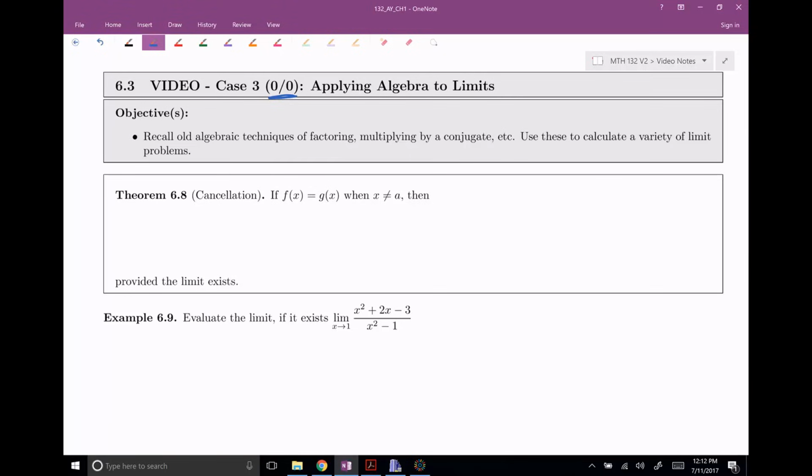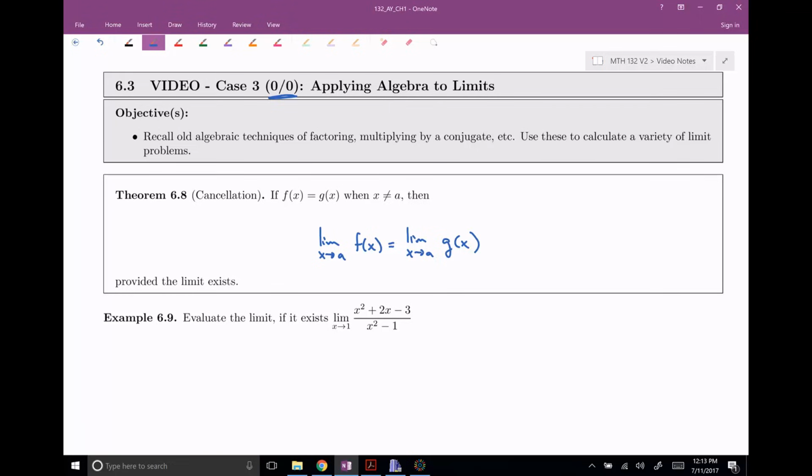Okay, so the first thing I need to tell you a little bit about is a theorem here. I call this a cancellation theorem, but really we can do it for all sorts of things like multiplying by conjugates and whatnot. So it says that if you have two functions that are equal to each other whenever x is not equal to a, then the claim is that the limit as x approaches a of f of x will be equal to the limit as x approaches a of g of x. Again, because limits really don't care about what's happening at a.